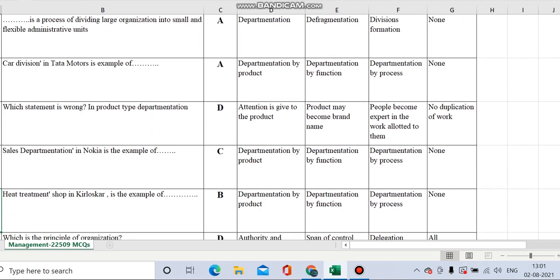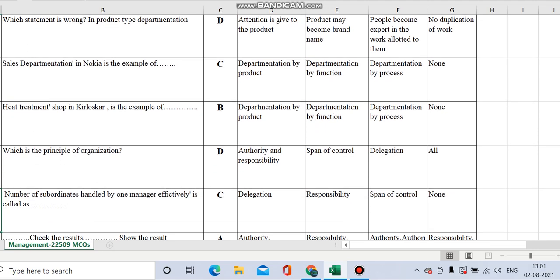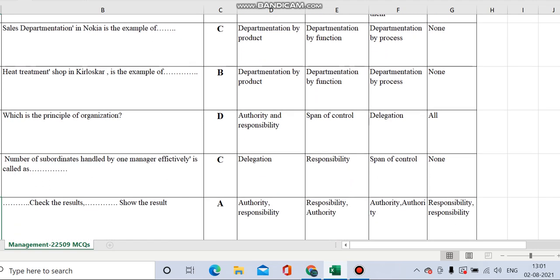Which statement is wrong in product type of departmentation? No duplication of work, this statement is wrong. Sales department in Nokia, it is the example of departmentation by process. Heat treatment shop in Kirloskar, it is the example of departmentation by function.